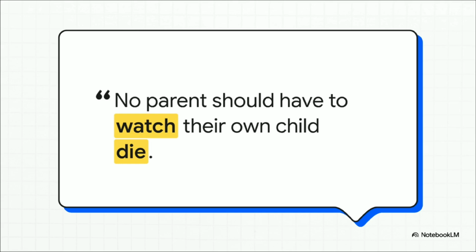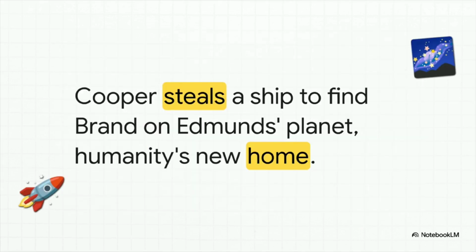He steals a ship, intending to head back through the wormhole. Why? Because Brand is still out there. Following Cooper's sacrifice, Brand successfully reached Edmunds' planet. Edmunds himself died during the decades of waiting, but the planet is indeed the perfect place for humanity to truly rebuild. Brand is there, and Cooper is on his way to join her.